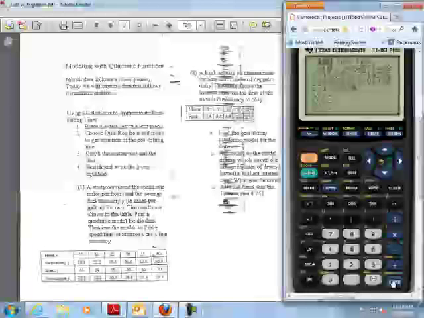Once you have that entered, instead of just hitting graph, we always need to refocus our graph. So always go to zoom and choose choice 9 for zoom stat.